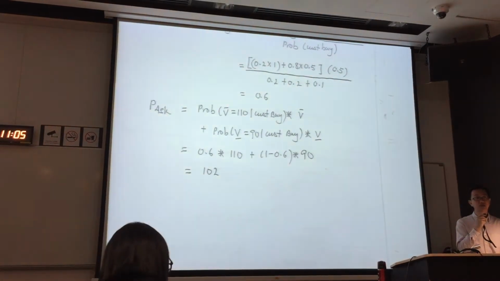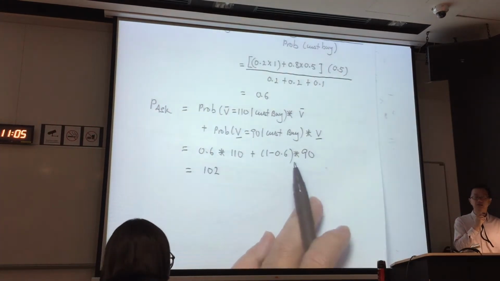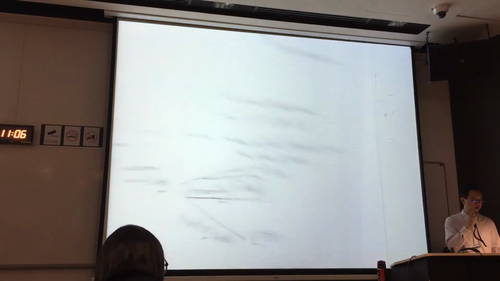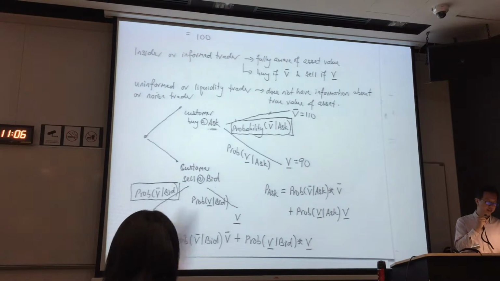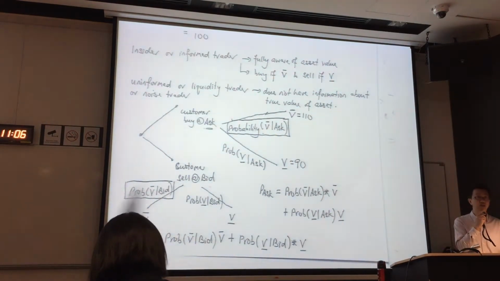But if the customer chooses to sell, then what should we do? We will have to find out the bid price of the market maker. So the bid price of the market maker relies on this probability now. We have to work out what is the probability of the value is 110, now that the customer is selling, not buying. So can you use the Bayes rule to work out this? Try it on your own. See whether you can get this one.